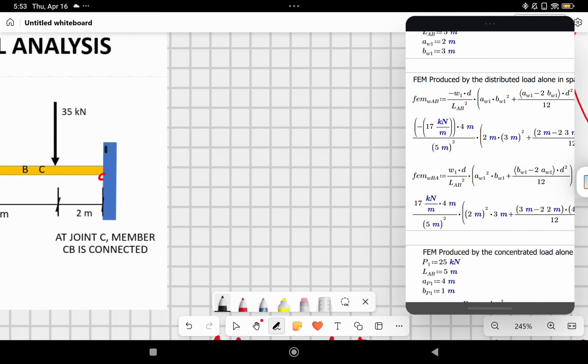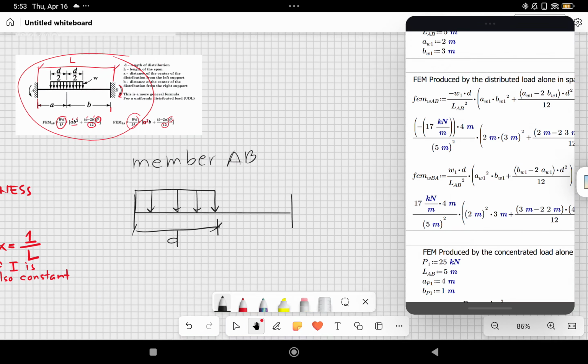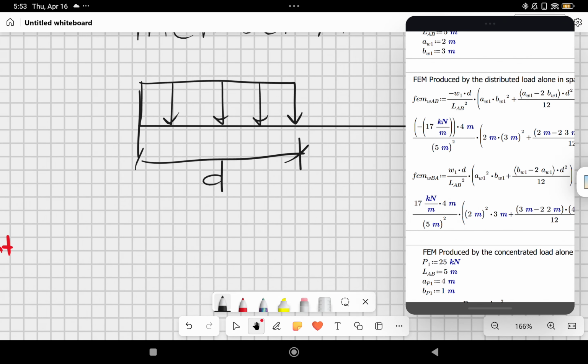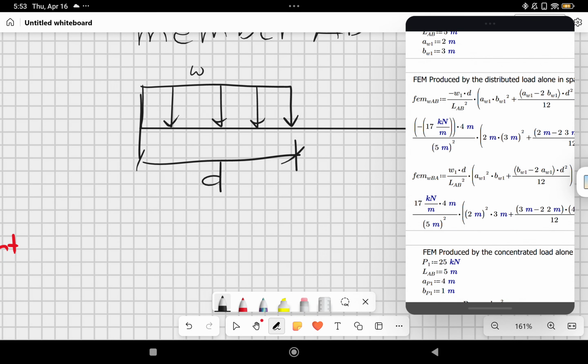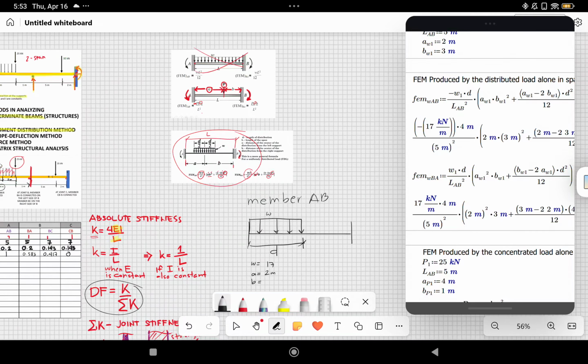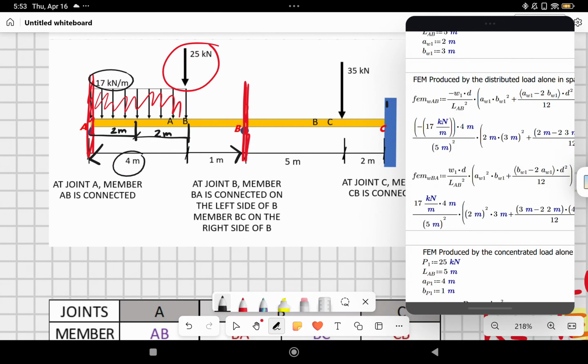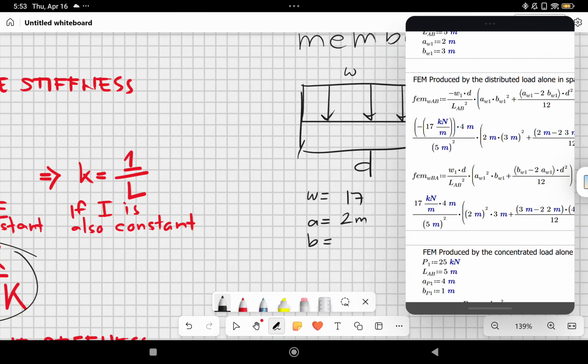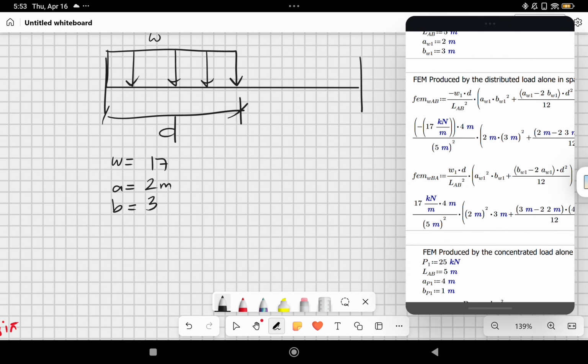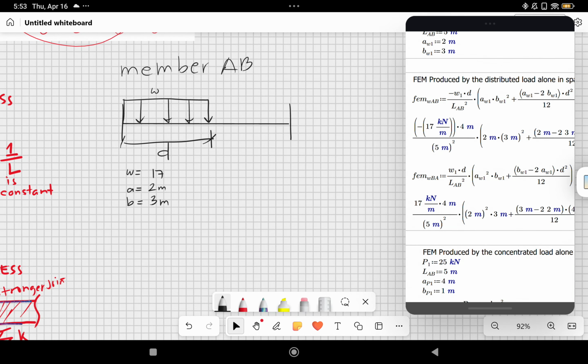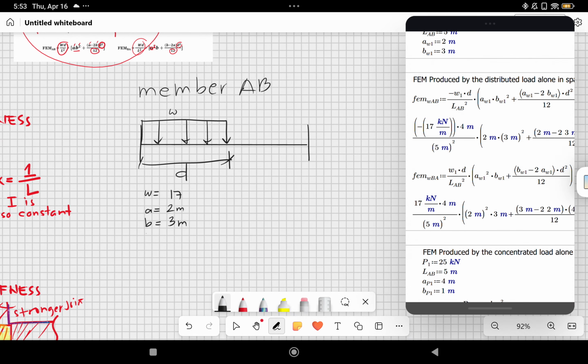So, in this case, for this case, yung W natin is 17. Yung A natin is 2 meters. Yung B natin is equal to 2 meters plus 2 meters plus 1, that is 3 meters. Ayan. And then L is 5 meters.